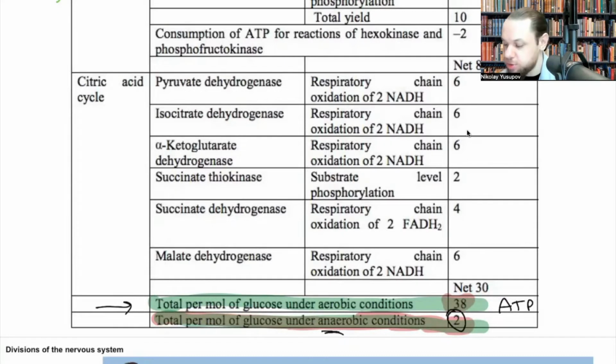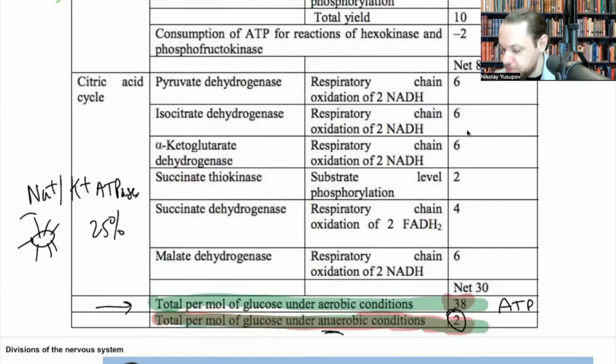Remember, I was showing you sodium potassium ATPases, these channel pumps. The body uses about 25% of ATP just to drive these pumps, to restore the action potential back to the negative state. It uses energy to drive ions against their concentration gradient.